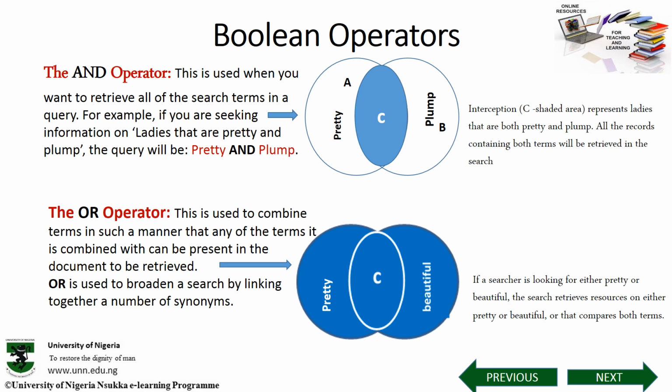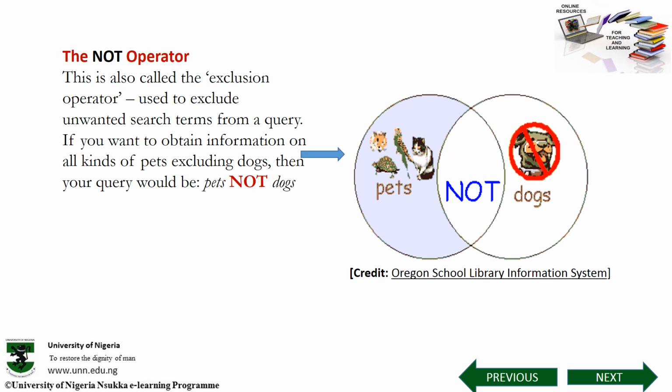OR is used to broaden a search by linking together a number of synonyms. The NOT operator is also called the exclusion operator. This is used to exclude unwanted search terms from a query. If you want to obtain information on all kinds of pets, excluding dogs, then your query would be pets NOT dogs.